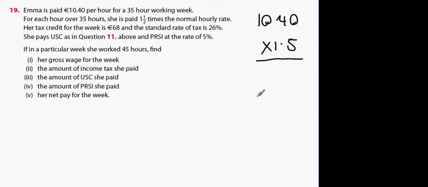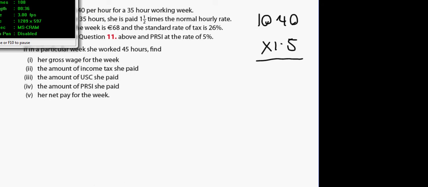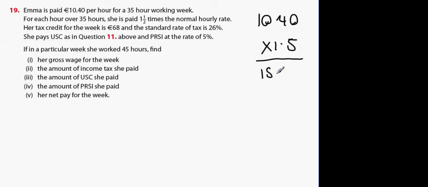I think it's €17.60. Oh, sorry, €15.60, excuse me. So it's €15.60, okay? That is the overtime wage. In a week, she worked 45 hours. If she works 45 hours, she works 35 standard hours and 10 hours overtime. Okay, 10 hours overtime. So let's calculate this.